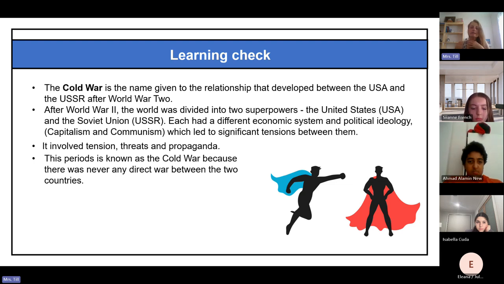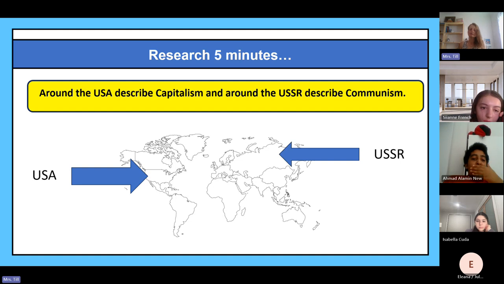So I'm going to give you a piece of research to do for 5 minutes. What I would like you to do, we've got a map, we've got the USA, we've got the USSR. I would like you to think, what do we mean by capitalism? What do we mean by communism?